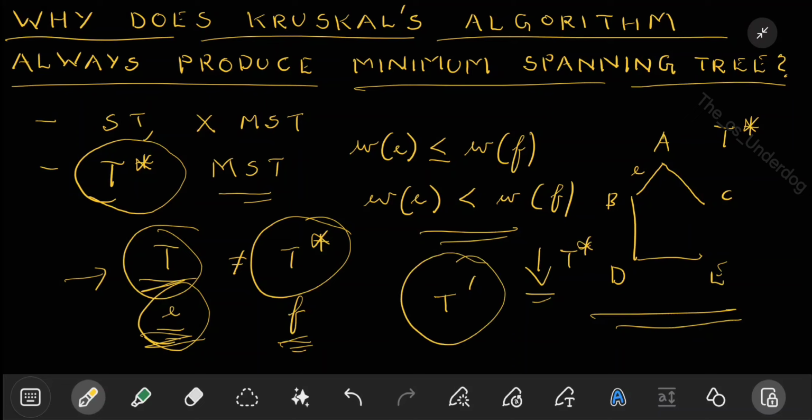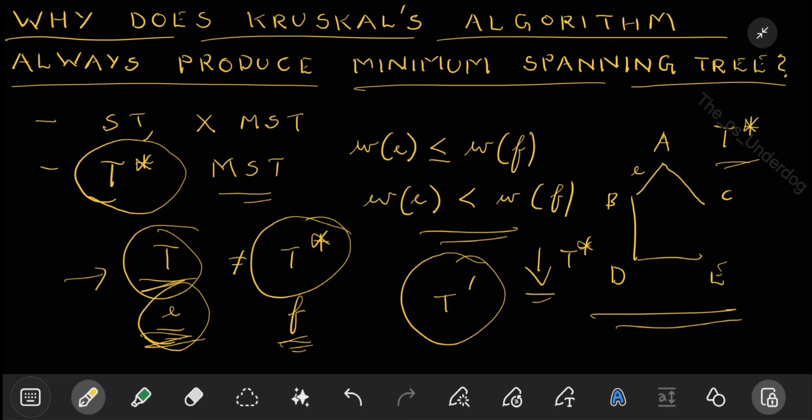This new MST T dash is having strictly smaller weight than T star, which means T star cannot be the MST. What is MST? MST means minimum spanning tree. That is, it should have the minimum sum of edge weights among all the spanning trees.